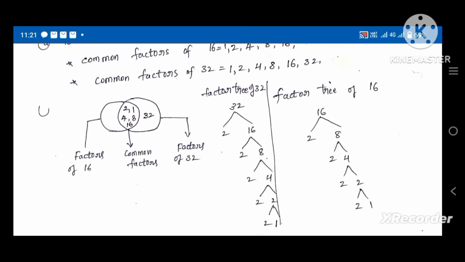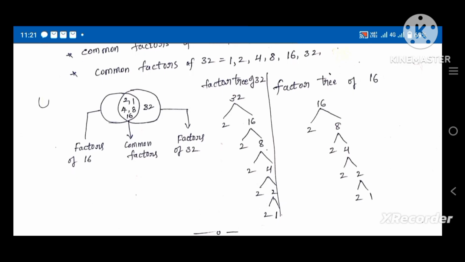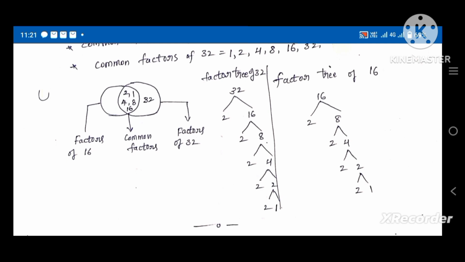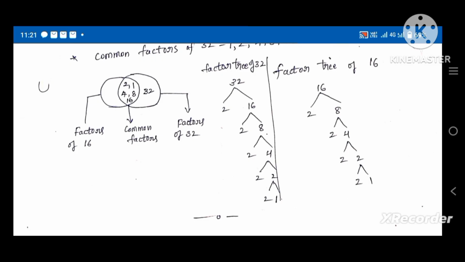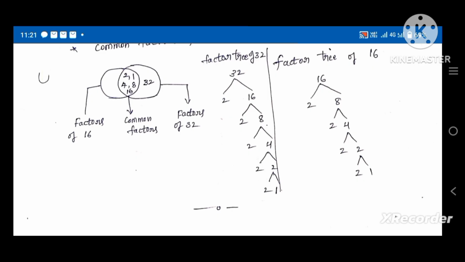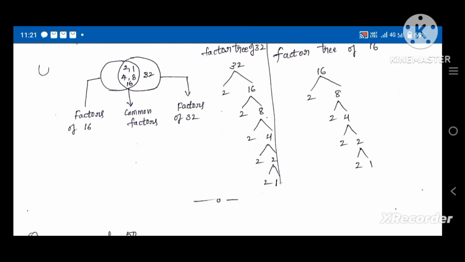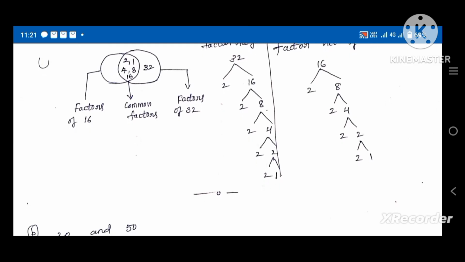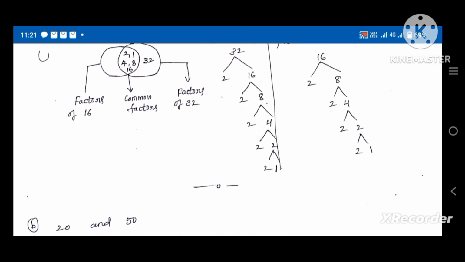We can find the factors by this method also. The factors of 32: 2 into 16, for 16, 2 into 8, for 8, 2 into 4, for 4, 2 into 2, for 2, 2 into 1. The factors of 16 are 1, 2, 4, 8, 16. The common factors are 1, 2, 4, 8, 16. The factors of 32 are 32, like this.